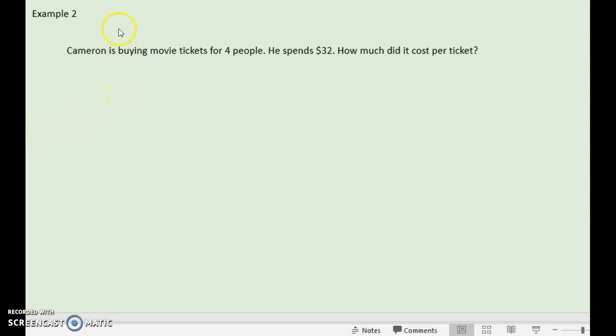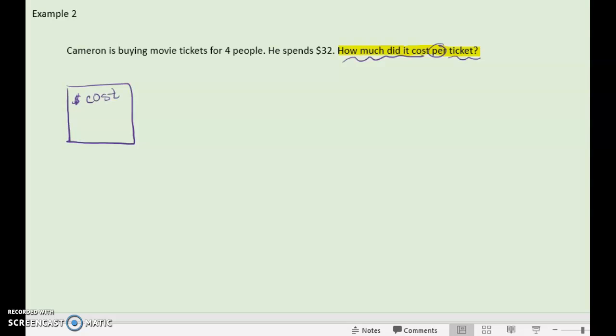Cameron is buying movie tickets for 4 people. He spends $32. How much did it cost per ticket? So here's the part we're looking for. How much did it cost per ticket? Right? This is what's going to tell us what goes inside this box. So this is cost, right? So you could write cost. You might even want to write dollars, right? Because cost is dollars, or we can write both.